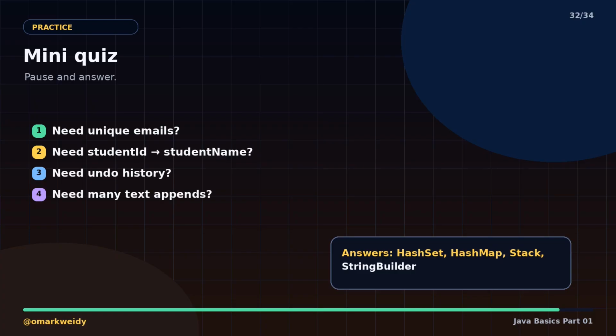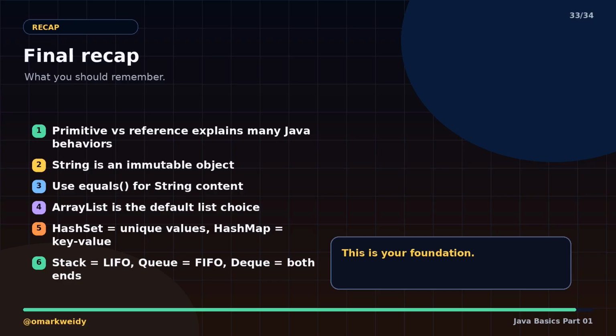Final recap. Primitive versus reference explains many Java behaviors. String is immutable. Use equals for string content. ArrayList for the default list. HashSet means unique values. HashMap means key value. Stack, queue, and deque are about removal order.